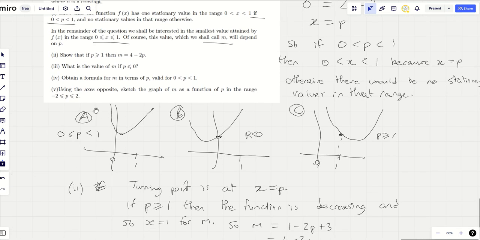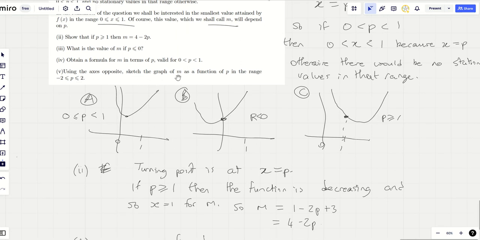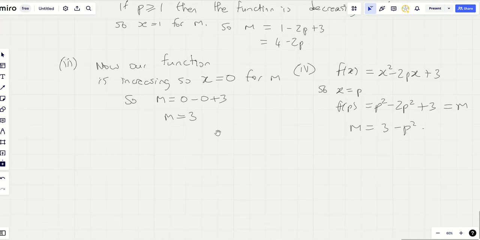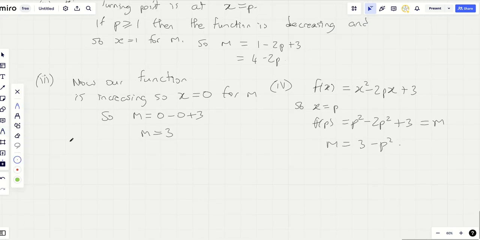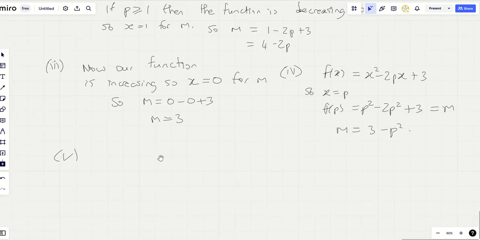There's your formula. Okay, using the axes opposite, so there were some axes I sketched out for you. Sketch the graph of m as a function of p in a range of minus 2 less than or equal to p is less than 2. So this is going to be a piecewise function, 100%, because as you can see, you've got to draw the graph of m again as a function of p. That's like y as a function of x. So m is going to be on your y-axis and p is going to be on your x-axis.